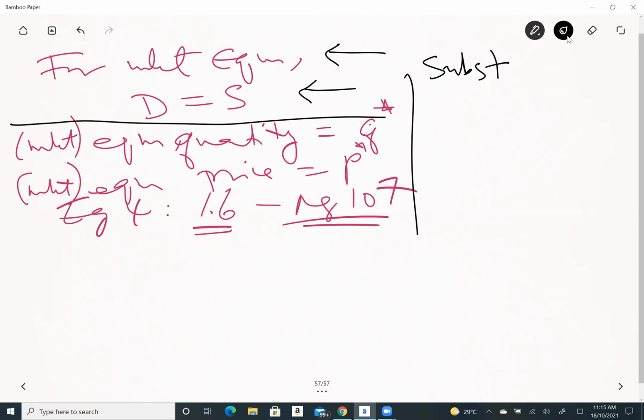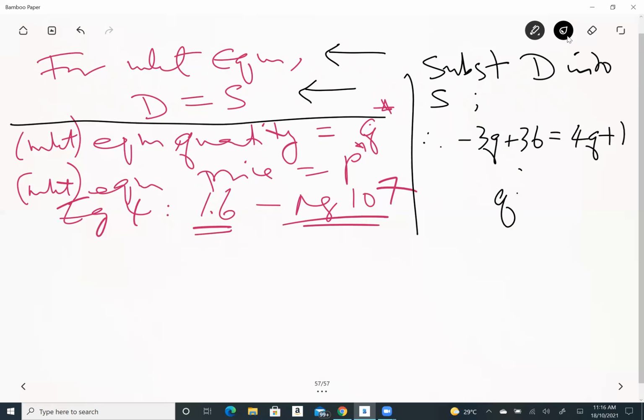Either way. Here, if you look at the book, they substitute the demand into the supply. You are given demand P equal to negative 3Q plus 36, and the supply P equal to 4Q plus 1. You substitute demand into the supply. So what we get is negative 3Q plus 36 equal to the supply, which is 4Q plus 1. So you solve that, you get Q equal to 5. That is example number 4.